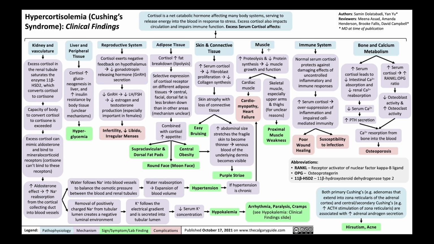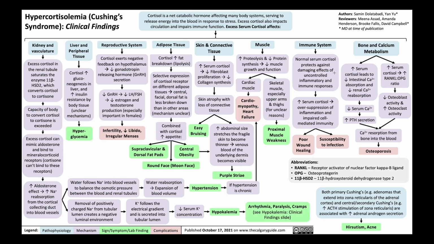Excess serum cortisol also affects muscles. Cortisol increases proteolysis and reduces protein synthesis, reducing muscle growth and function. That affects the cardiac muscle, leading to cardiomyopathy and heart failure down the road. That can also affect the skeletal muscle, especially of the upper arms and thighs for unclear reasons, resulting in weakness of the proximal muscles. Excess cortisol affects the immune system also.